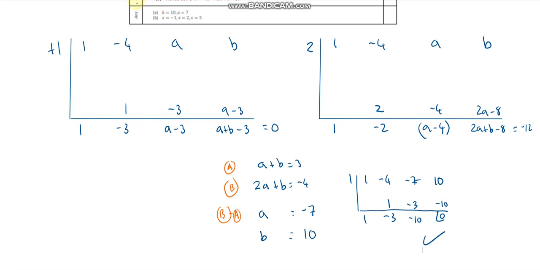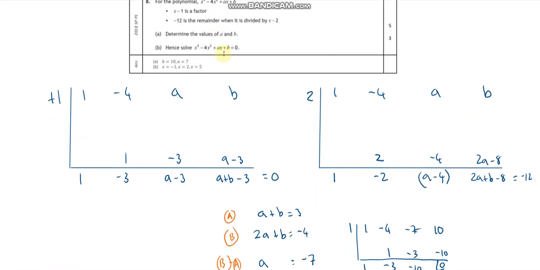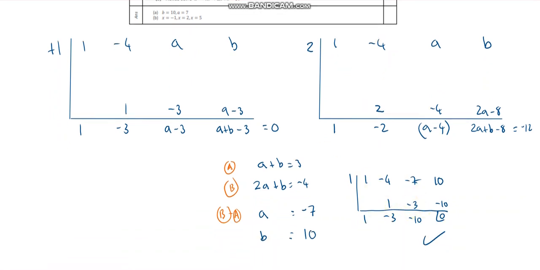So no, the answer there actually would be wrong. A and B would be -7 and 10. So as we found A and B, now it says to solve. Oh, there we go. Actually, what's the original? Solving this all the way through. So you would do what I just done here.